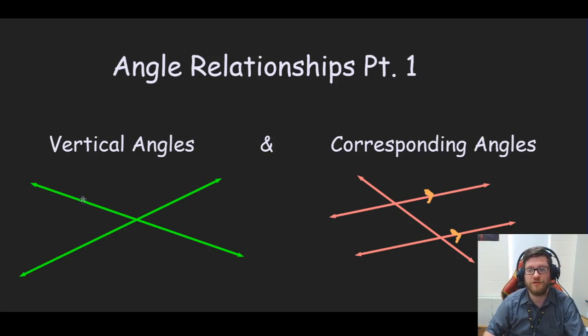Whenever you have this X shape, you're going to have vertical angles, okay? So corresponding angles are going to happen over here. Corresponding angles, we have a parallel line and another parallel line. Now, those parallel lines are cut by a third line that is called a transversal. Whenever one line cuts through two other lines, it's called a transversal.